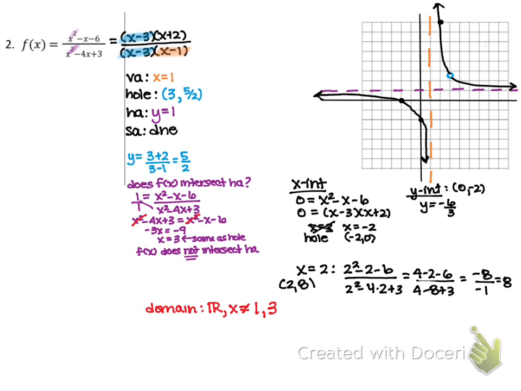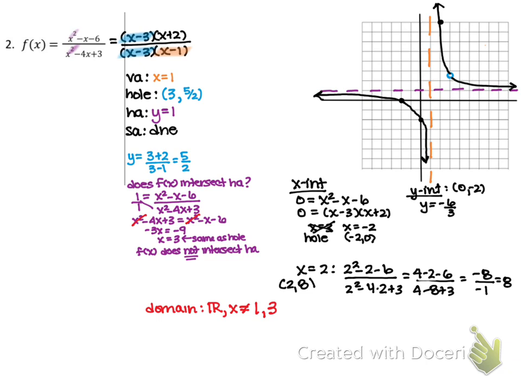Then I went back to the original version of the equation, not the factored version, and I took a look at the degree. Notice that the degree of the top and the bottom are exactly the same, which means that the horizontal asymptote is going to be the leading coefficient on the top over the leading coefficient on the bottom. Both of them are 1, so I get y equals 1.